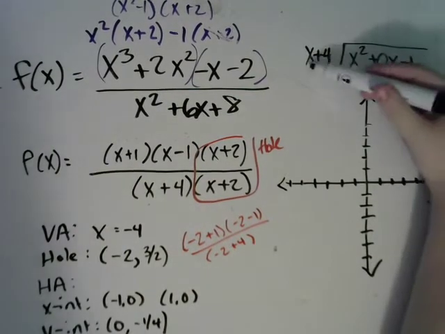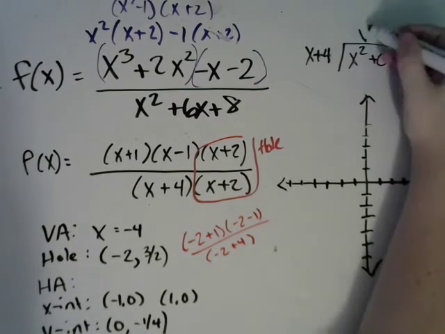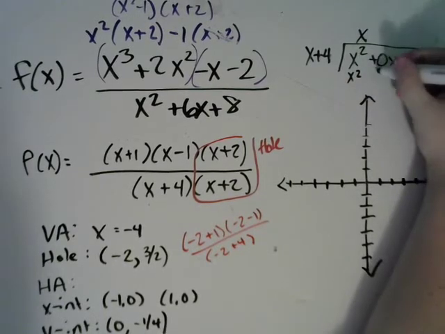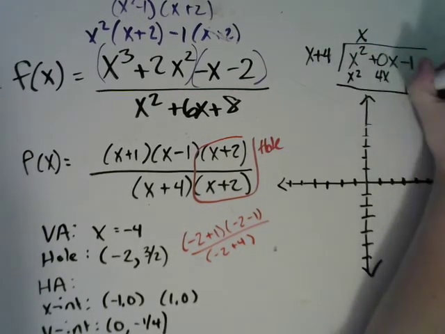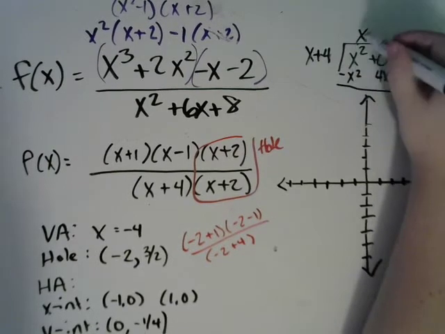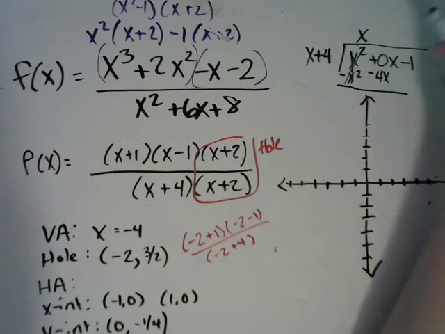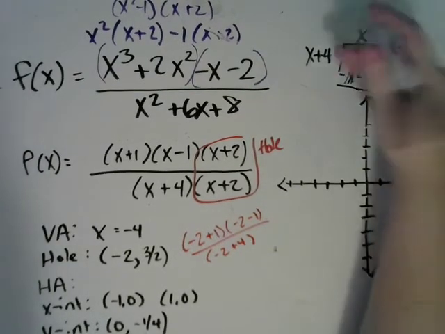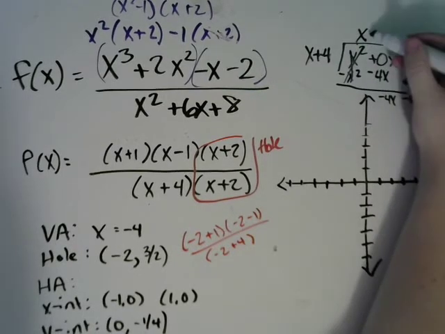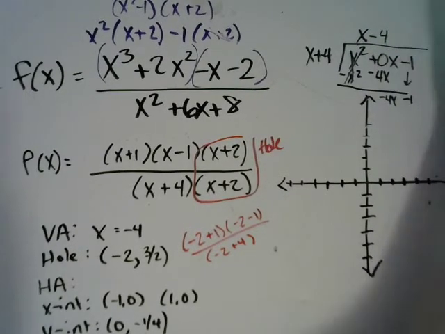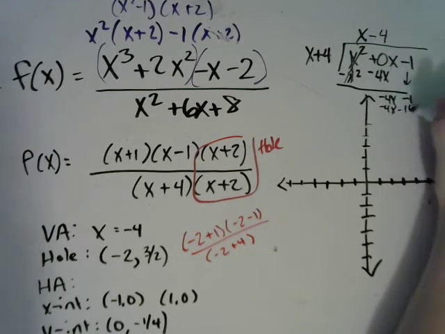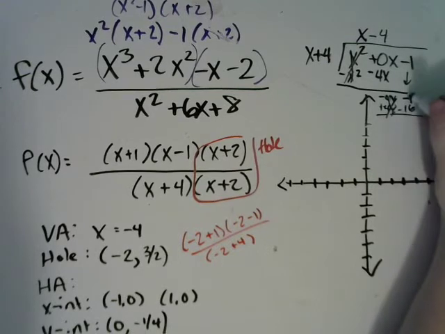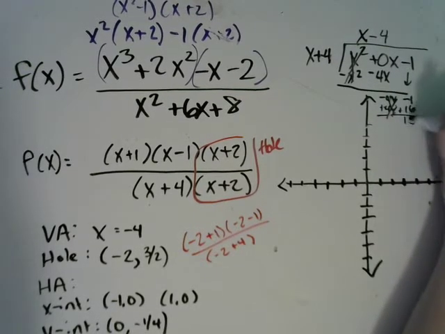How many times does x go into x squared? X times. X times x is x squared. X times 4 is 4x, and subtract. X squared minus x squared cancels out. 0 minus 4x is -4x, and we can bring down the last term. How many times does x go into -4x? -4 times. -4x minus -4x is nothing, and -1 minus -16 is 15.